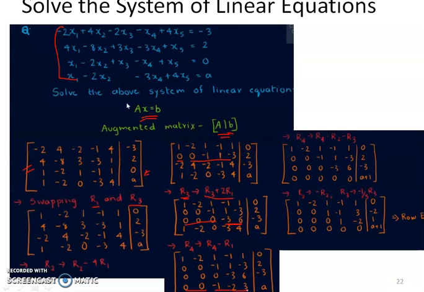Then again these values need to be made 0, so that in the lower triangular part these two values are 0. For that, we perform R4 minus R2 minus R3. After performing that operation, you will get the entire row as 0.